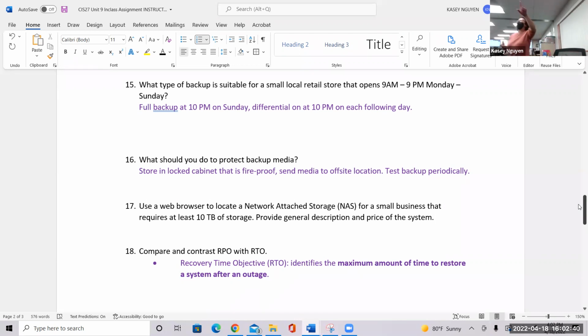So you want to make sure that it's in a fireproof area and it's locked. It's not accessible to people, because people can take your data that way too. Physically remove your drive. You can send it to an offsite. We talked about Iron Mountain or some of the companies.